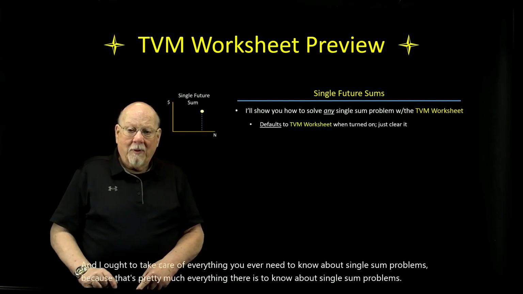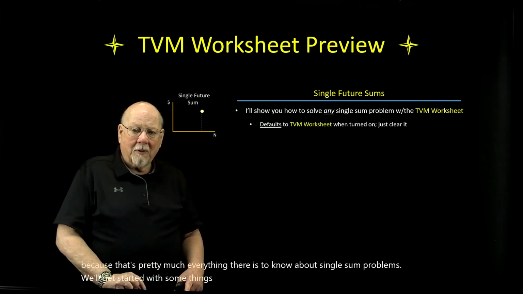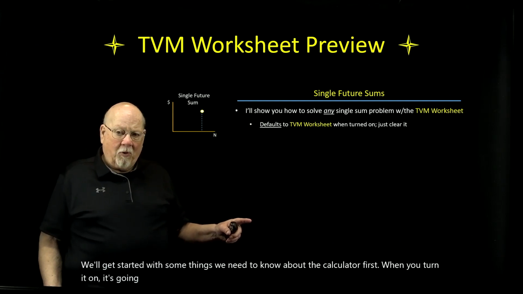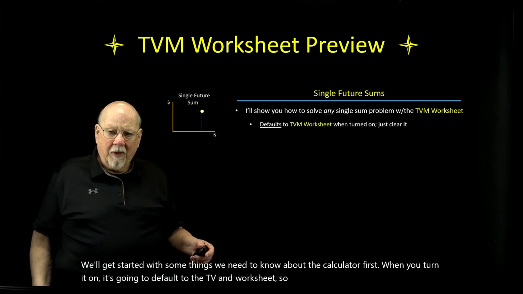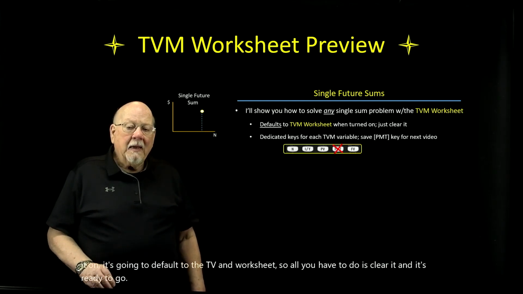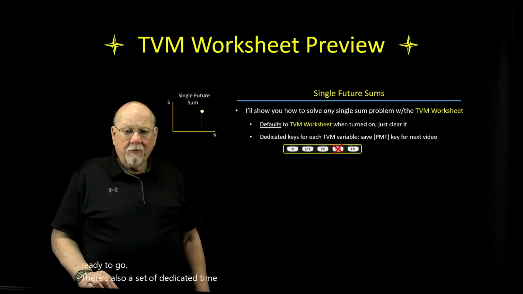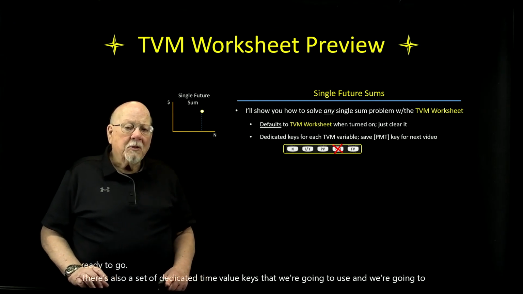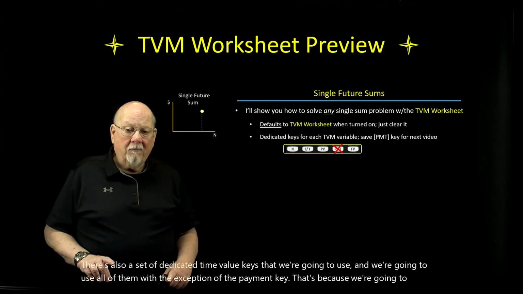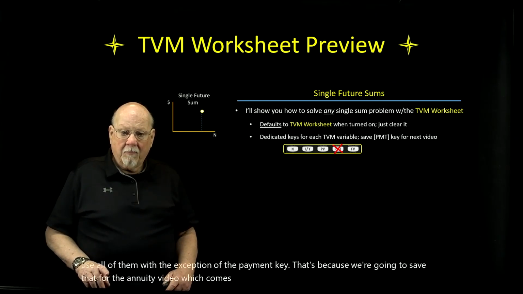We'll get started with some things we need to know about the calculator. First, when you turn it on, it's going to default to the TVM worksheet. So all you have to do is clear it and it's ready to go. There's also a set of dedicated time value keys that we're going to use, and we're going to use all of them with the exception of the payment key. And that's because we're going to save that for the annuity video, which comes up next.